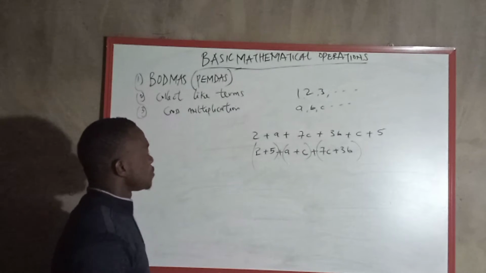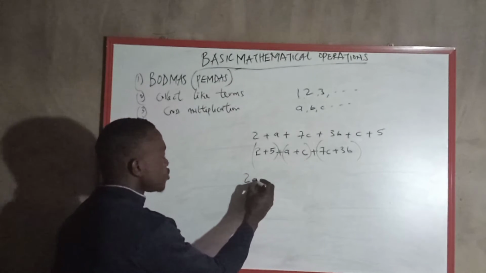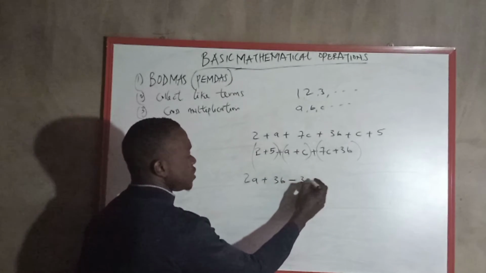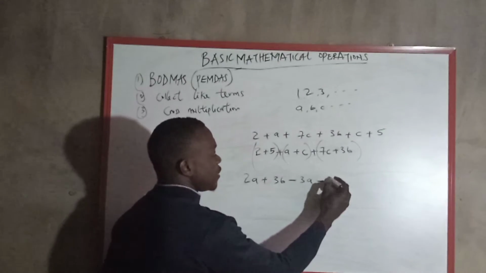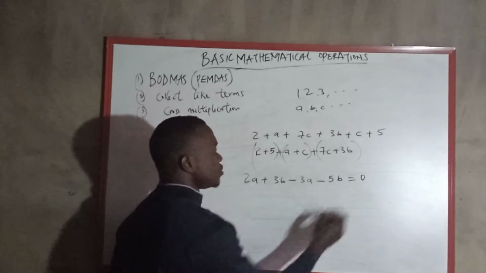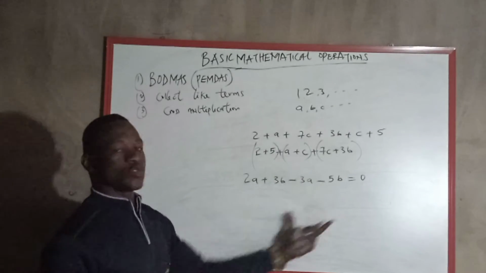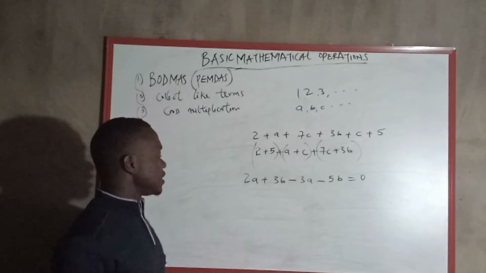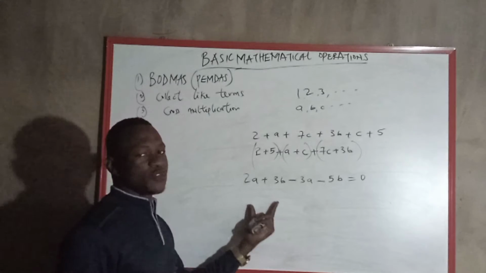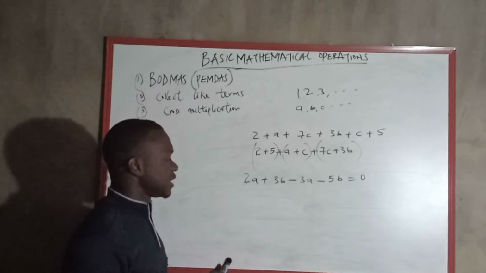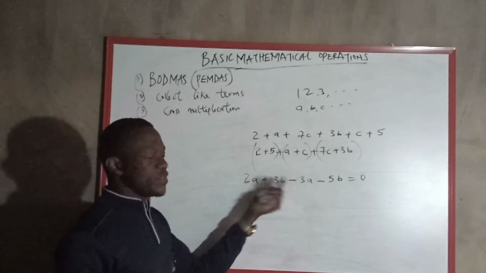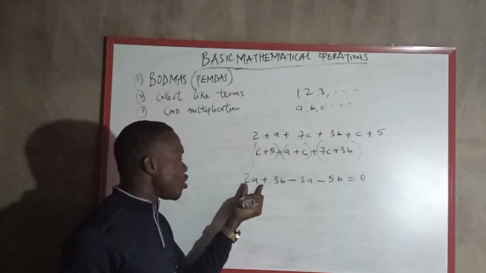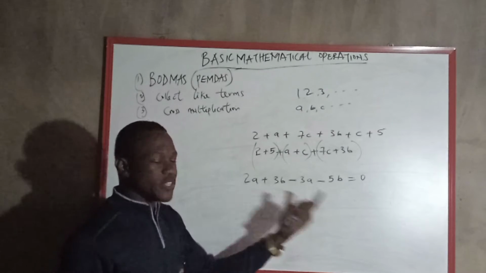So for instance, we have something of this nature: 2A plus 3B minus 3A minus 5B is equal to 0. I want to solve something like this. Maybe we are looking for a number or a term. Now we cannot say 2A plus 3B gives us 5AB. No, it does not work like that. We have to collect like terms because A and B are two different alphabets. So we cannot add 2A plus 3B. We have to take all the A's to one side and all the B's to another side.